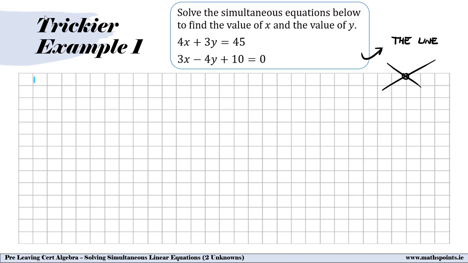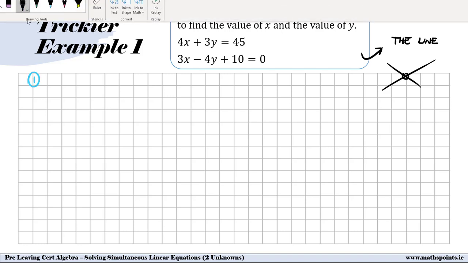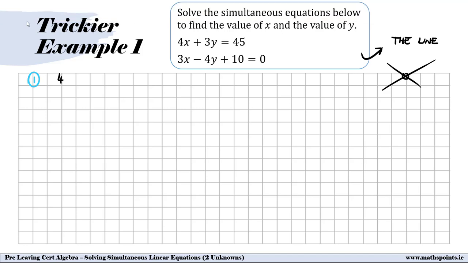The first equation is already in the correct format, ax plus by equals c. So we have the x term first, 4x, then we have the y term, plus 3y, and then we have an equals, and the number on the other side equals 45.